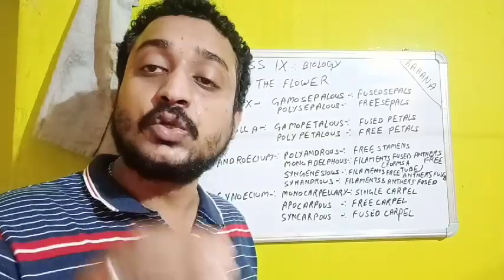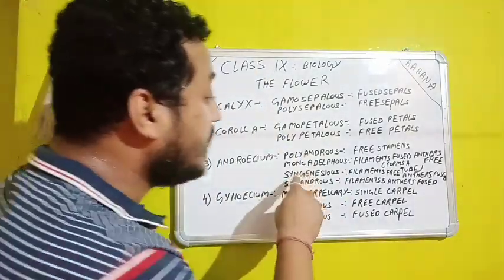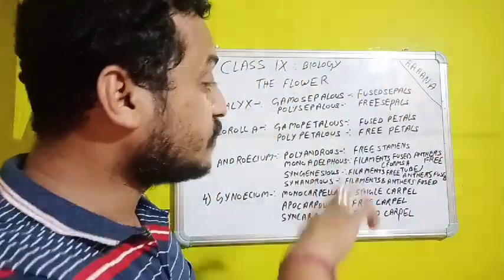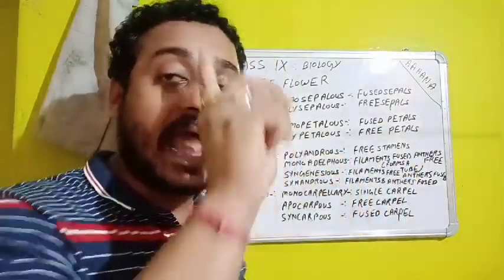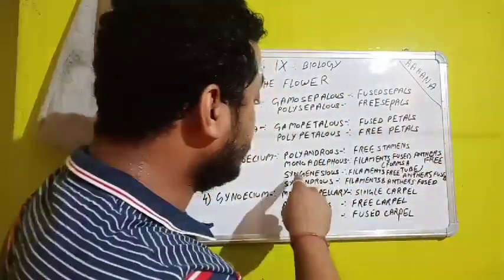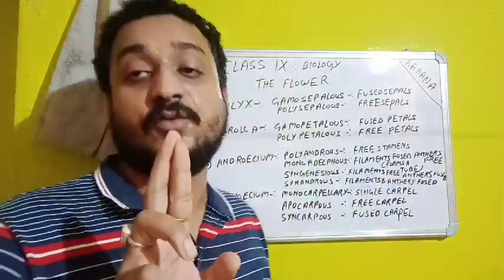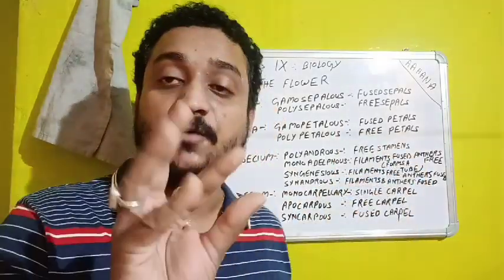Polyadelphous: filaments fuse to form many bundles, anthers are free. Now again syngenesious: filaments free, anthers fused. Just opposite. Here in syngenesious what happened? Filaments were free and anthers were fused. In synandrous what happens? Filaments and anthers both are fused.